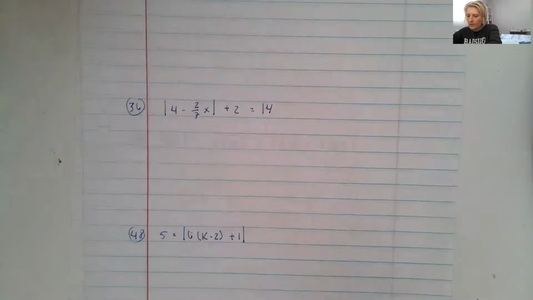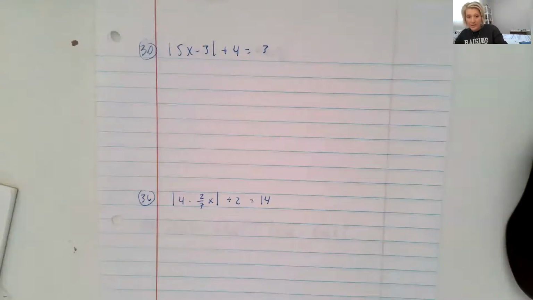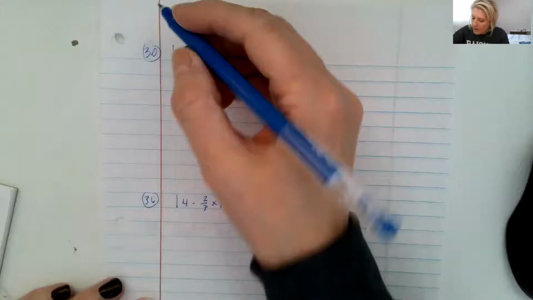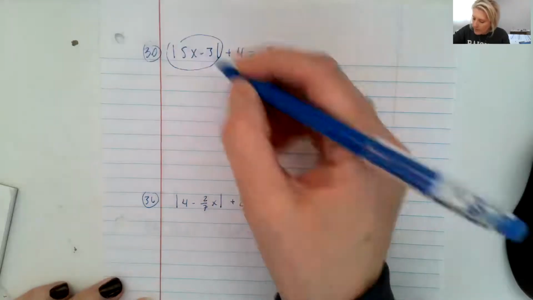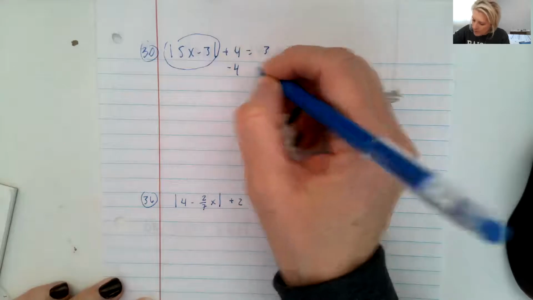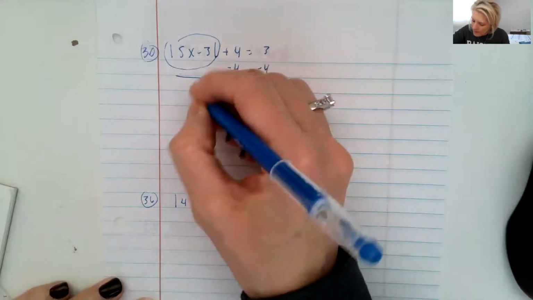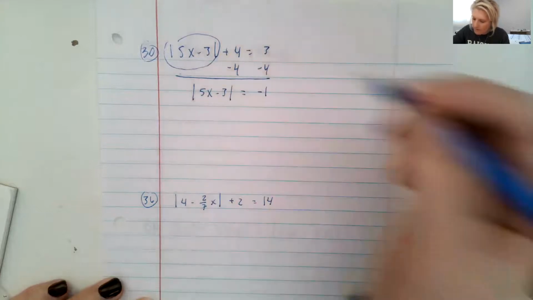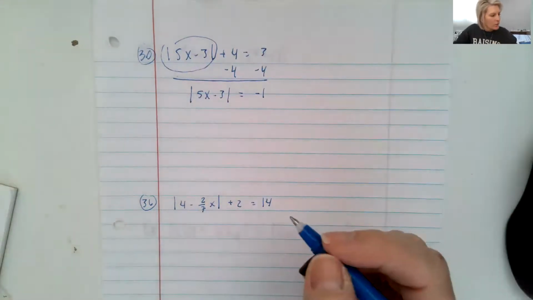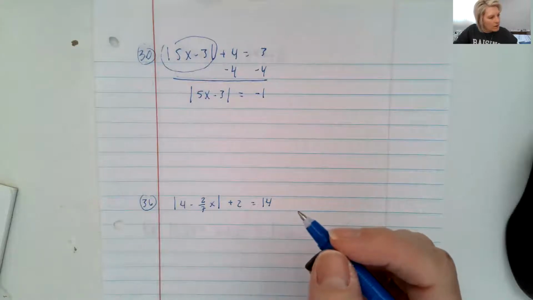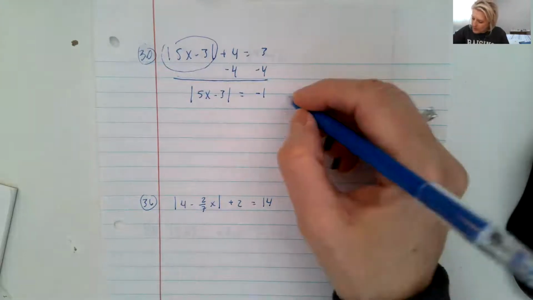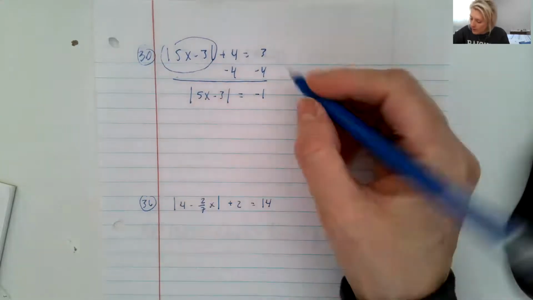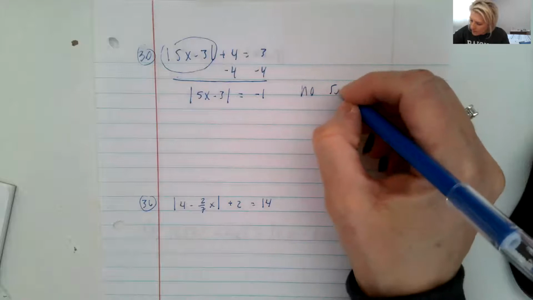Okay. Let's move up to some trickier ones. Again, this should be giving you lots of good practice on solving equations in general. So again, we're going to isolate our absolute value by subtracting 4. Well, there we go. We had it again, didn't we? No solution. Because anything that comes out of this absolute value is going to be a positive. It could never equal a negative 1. No solution.